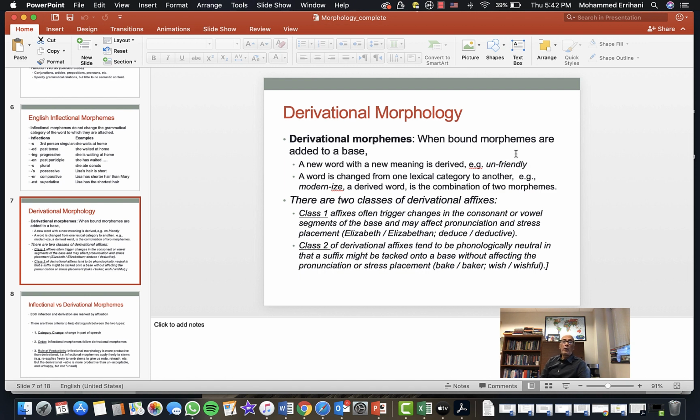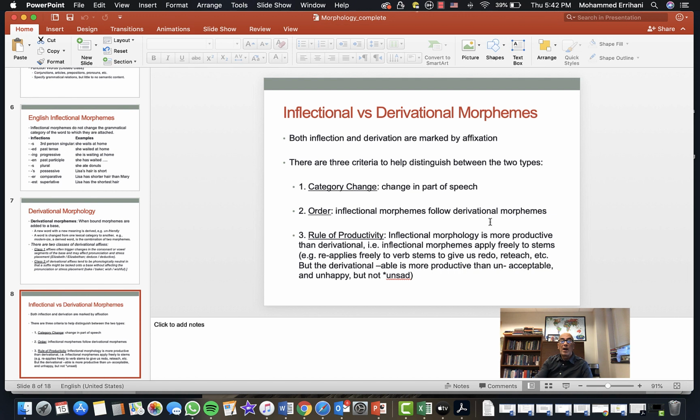Now, if we want to compare derivational morphemes to inflectional morphemes, both inflection and derivation are marked by affixation. What does this mean? It means that inflectional morphemes and derivational morphemes are both attached to a free morpheme. Okay? Now, there are three criteria to help distinguish between the two types.